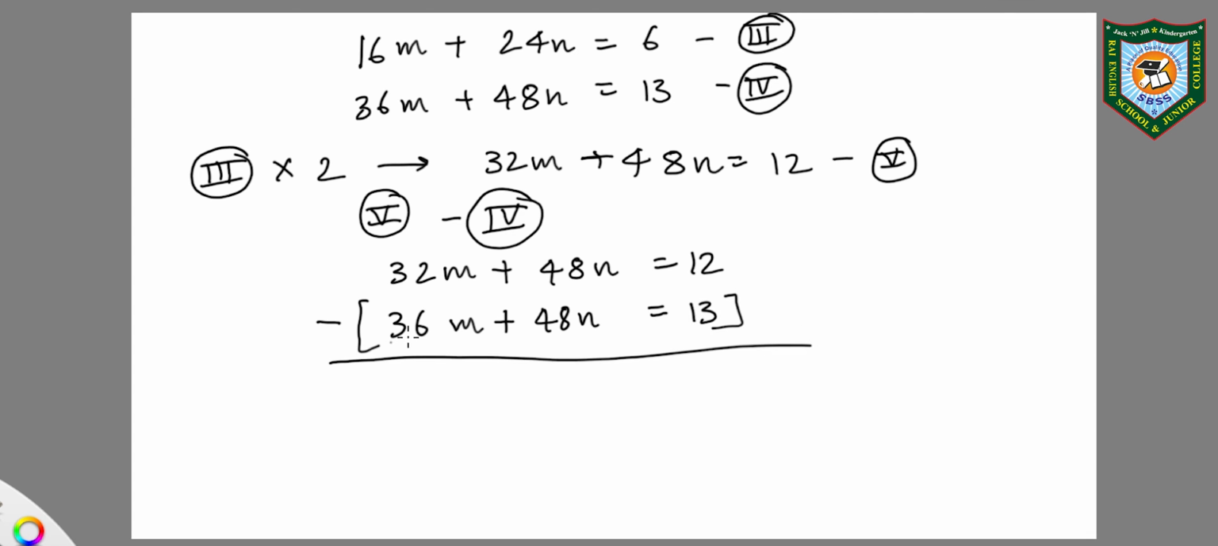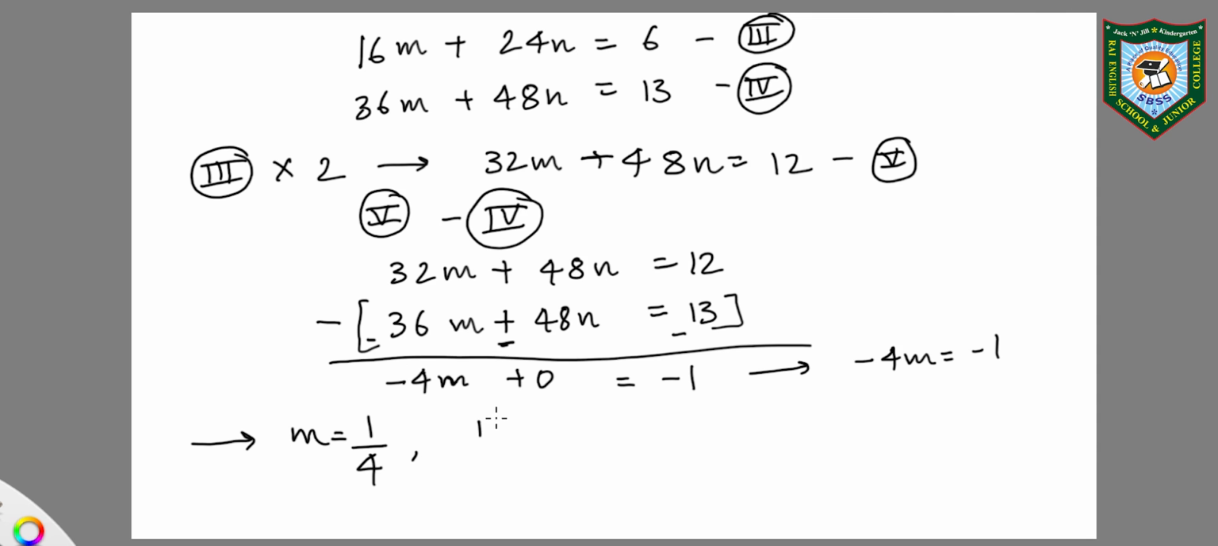So the minus sign changes the sign of everything inside. This is minus, and this is minus. 32 minus 36 is minus 4m. This is 0, and this is equal to minus 1. This implies that minus 4m is equal to minus 1, or m is equal to 1 by 4. When I put m equal to 1 by 4 in any of the equations, I'll put it in equation number 3.